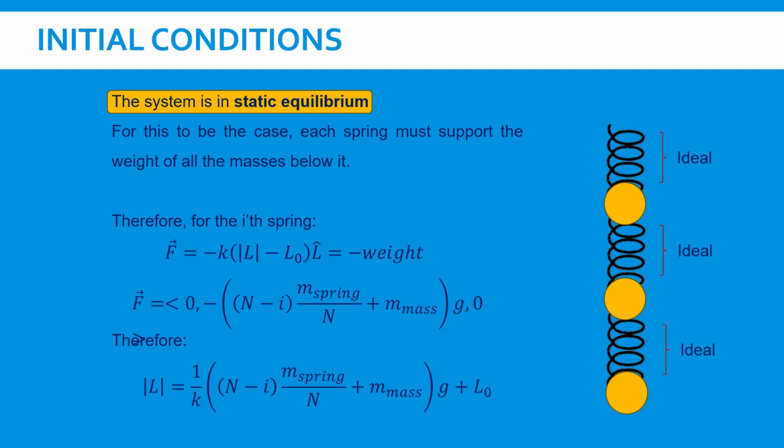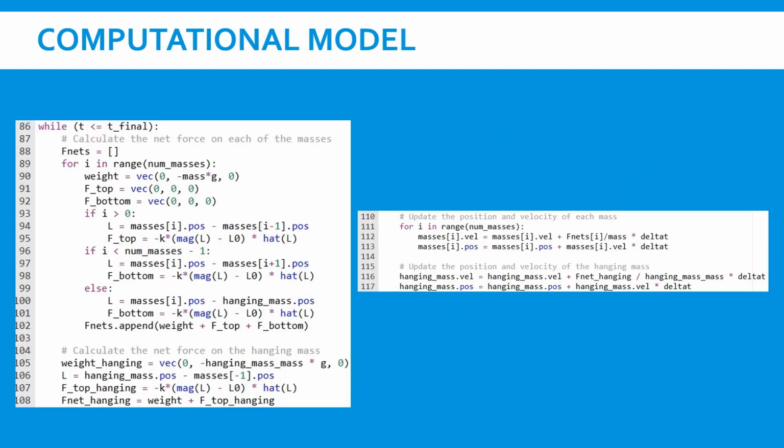This is the coding for the model, where the forces were taken into consideration, as well as the weight, and Newton's second law was used in order to calculate the velocity as well as the position update formula.